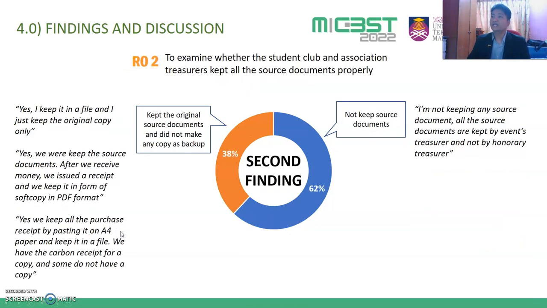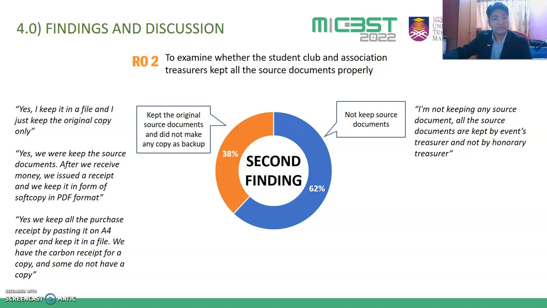Okay, next we go to the second finding. The second finding of the interview was meant to find out whether the student club and association treasurers keep all the source documents, such as official receipts, invoices, payment vouchers, cash bills, and so on, properly. A source document is the original document that contains the details of the club and association transaction. Every club and association treasurer must keep the source documents properly as key information about the transaction and as evidence to prove the transaction occurred.